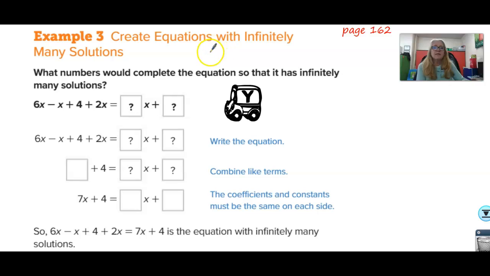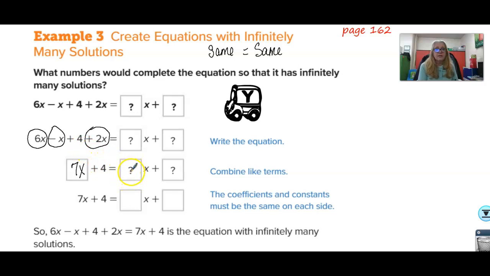Infinite solutions means it has to be identical, it has to be the same on that side as this side. The variable terms and the constants have to match, okay? But they've given us the left side as a gobbledygook, okay? So what we've got to do is get the left-hand side down to a variable term and a constant, okay? Well, let's combine like terms. This is a positive 6x, this is a negative 1x, and this is a positive 2x. What is 6 minus 1 plus 2? 7x. Okay, and then the plus 4 just gets brought down.